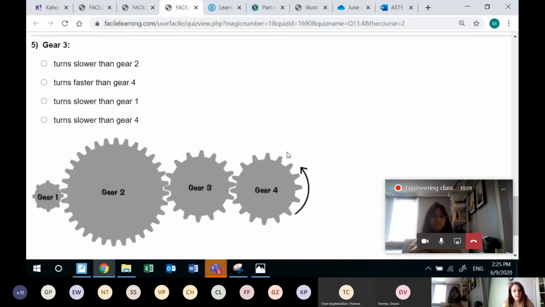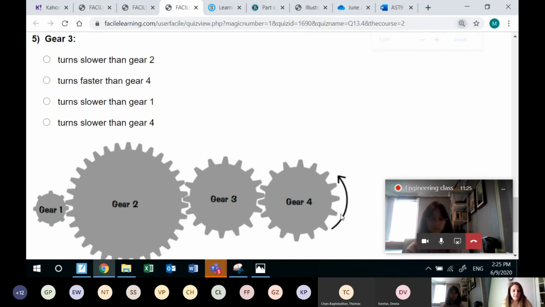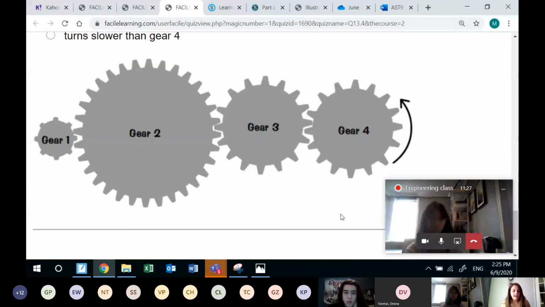Slower than gear 1. Yes. So thank you, Dana. This number 3, the third answer. Yeah, so if you take a look real quick at what we did last time, we looked at the size of the gears and how they relate to each other. So gear 1 is going faster than gear 3 because it's the smallest, right? And so on. So I'm going to ask you guys some more questions. I'd like to hear your feedback in the chat.